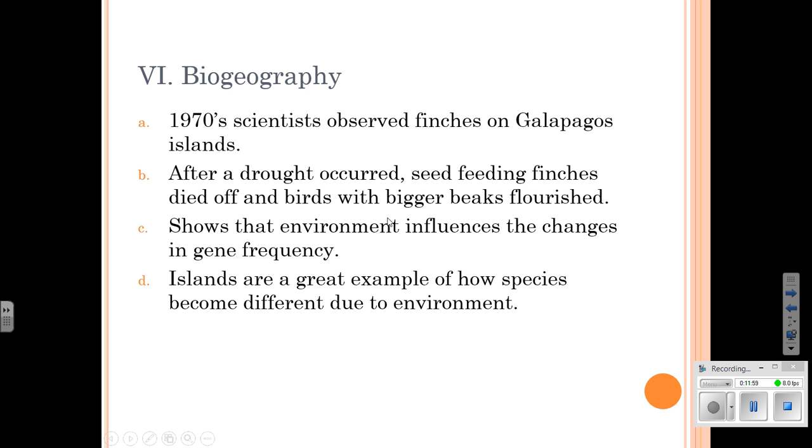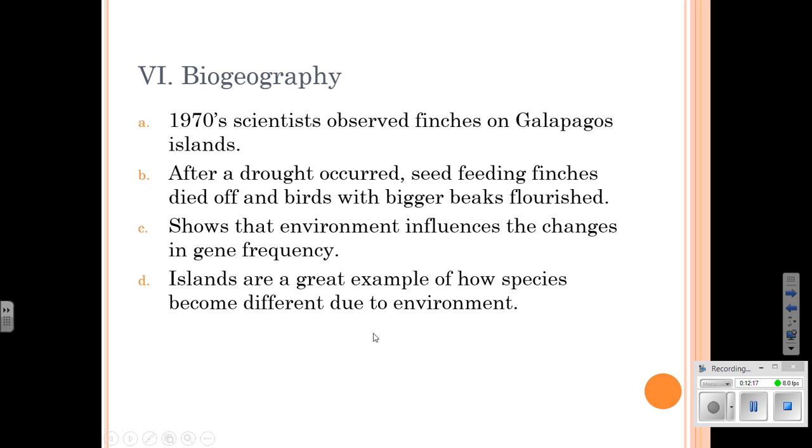So that drought, just a simple weather pattern, is what really drove the amount of food available, and then ultimately whatever beak they had was the final driving force. So this is just showing us that environment does influence change in your gene frequency, specifically your food source, that type of thing.